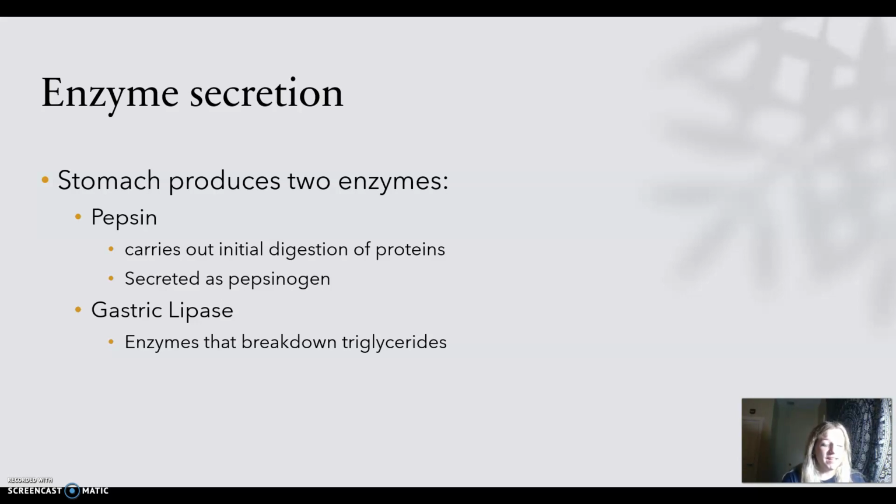An inactive enzyme secreted by chief cells, and this is stimulated by the short reflex of the ENS. The other enzyme that it produces is gastric lipase, and this enzyme is the one that breaks down triglycerides. It is co-secreted with pepsin, and less than one third of fat digestion takes place in the stomach.